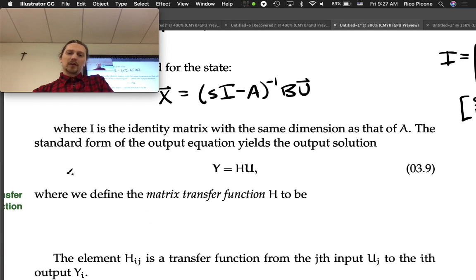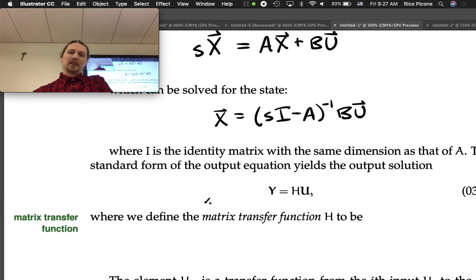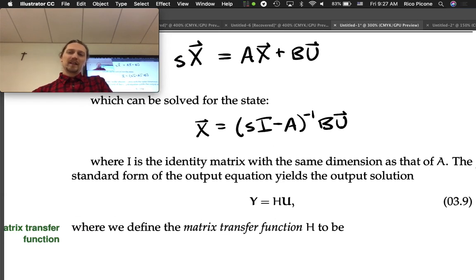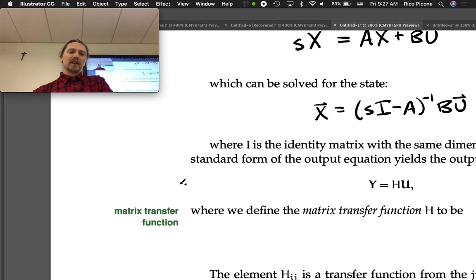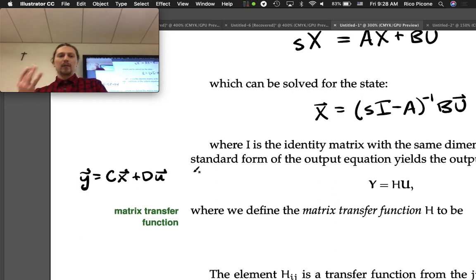It's true, we skipped a step. I mean, we didn't really skip it. I just folded it into this form here. So the standard form of the output equation. Let's remember what that is. I didn't write it down, but I feel like we need to. In the time domain, it's y equals Cx plus Du, right? In the Laplace domain, if we were to take the Laplace transform of both sides, we would have capital Y equals C capital X plus D capital U.